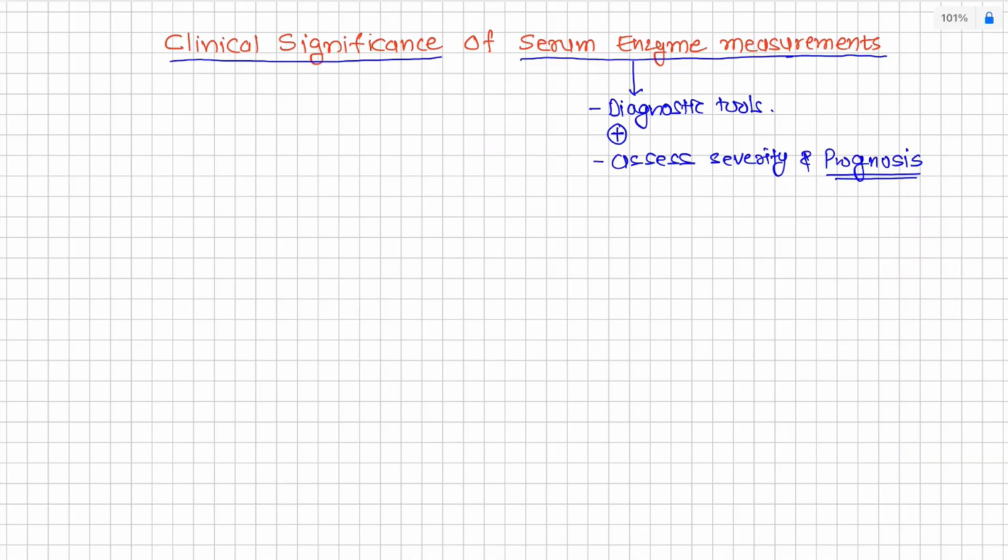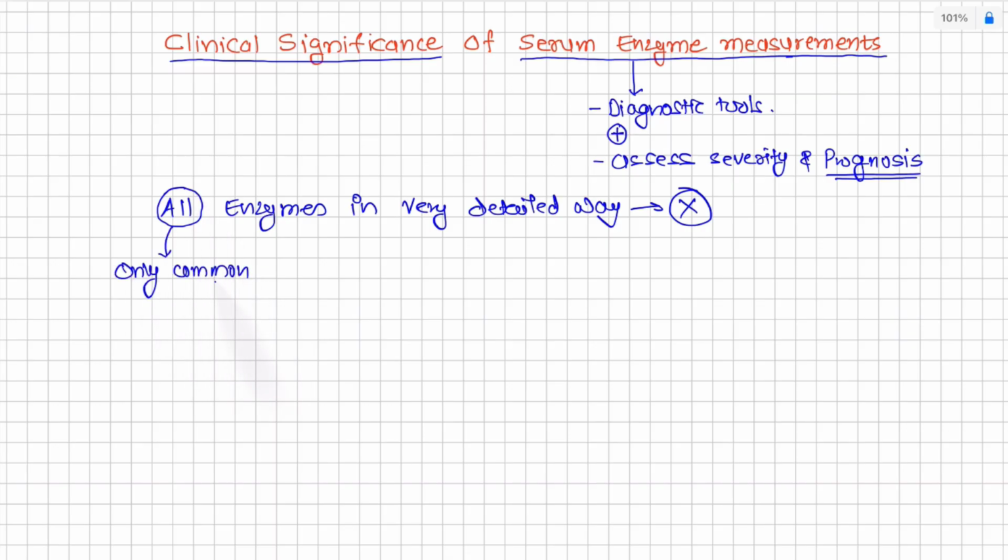Now, there are many clinically important enzymes, and covering all the enzymes in a very detailed way is not possible in this single video. So here is what I will do in this video. First, instead of covering all enzymes, I will cover only common, frequently encountered serum enzymes in the clinical practice. And second, instead of covering each enzyme in a very detailed way, I will cover only essential points so that you can get a foundational overview.